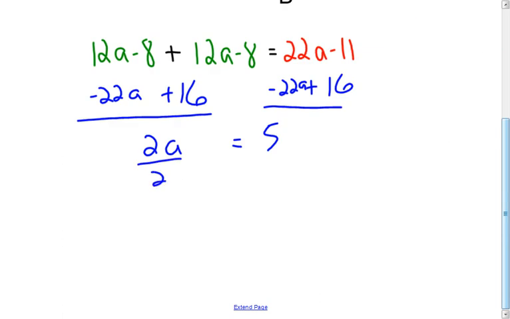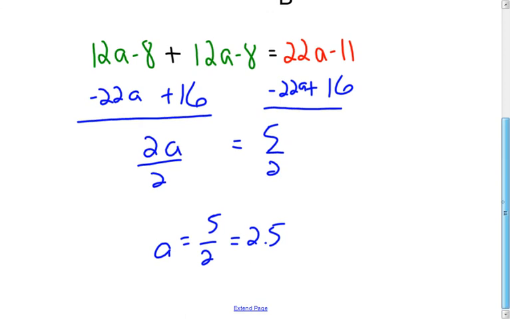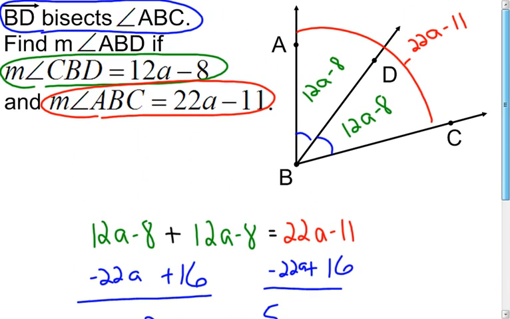Continue on, divide by 2. I find out that a equals 5 halves. If you want to turn it into a decimal, it's 2.5. Now I'll come up here and make sure I answer the question. Remember that it wanted us to find the measure of angle ABD.